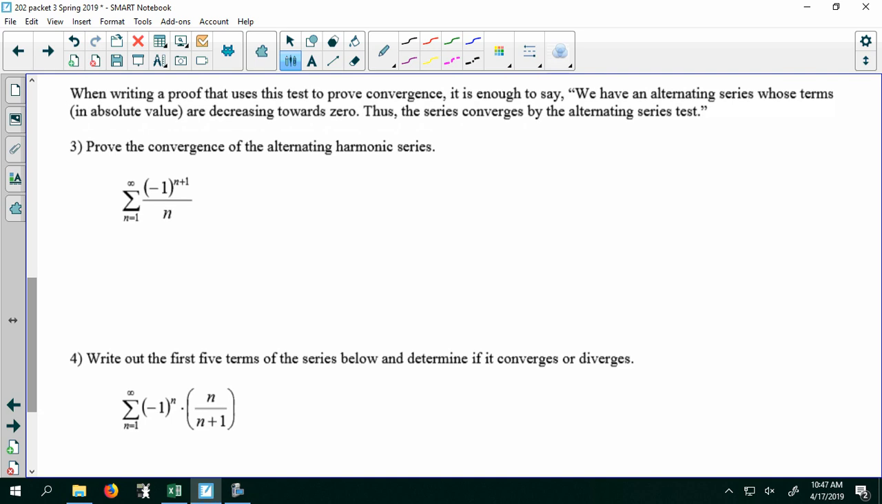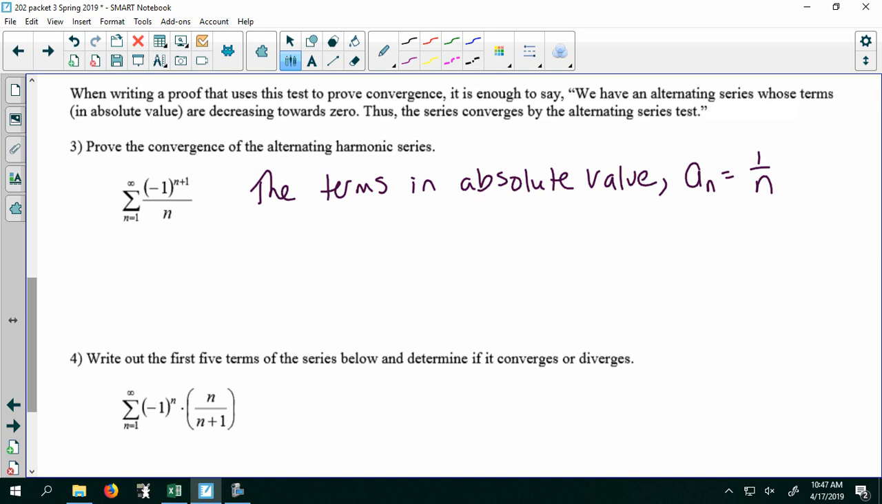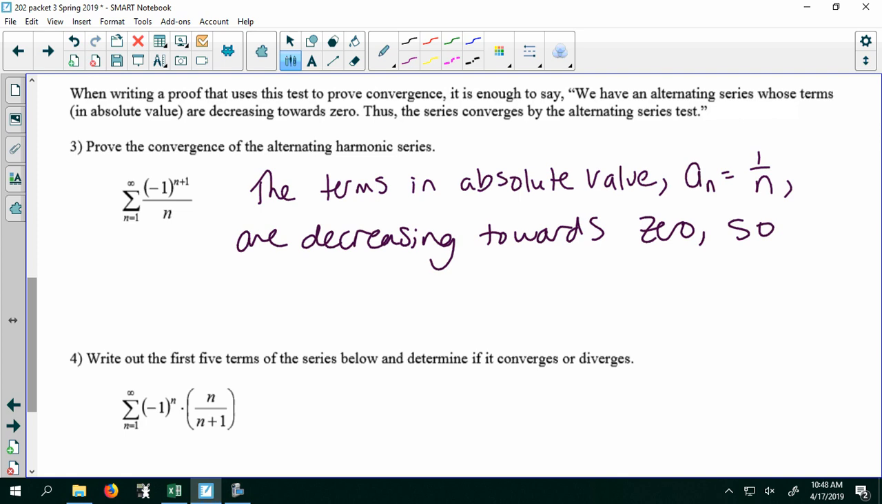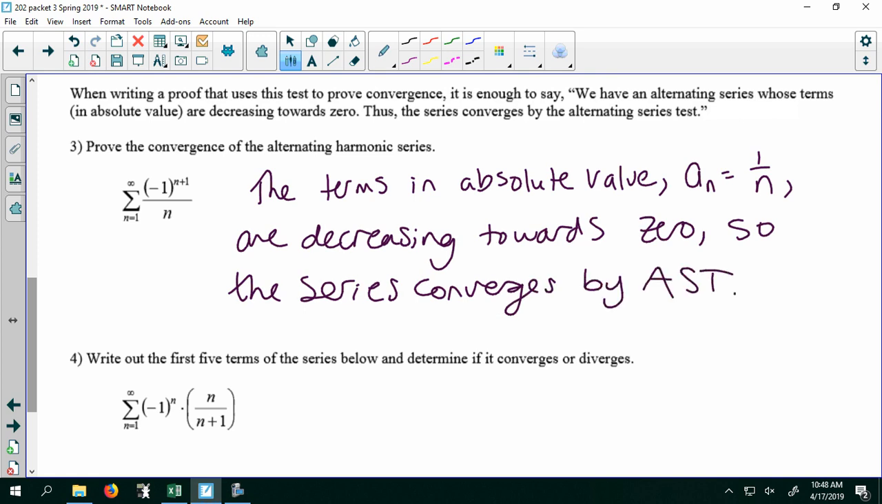So this is the alternating harmonic series. To prove that it converges, all we have to say is the terms in absolute value, meaning the terms a sub n, which is 1 over n, right? The terms just look like 1 over n, are decreasing towards 0. So the series converges by the alternating series test, AST for short.